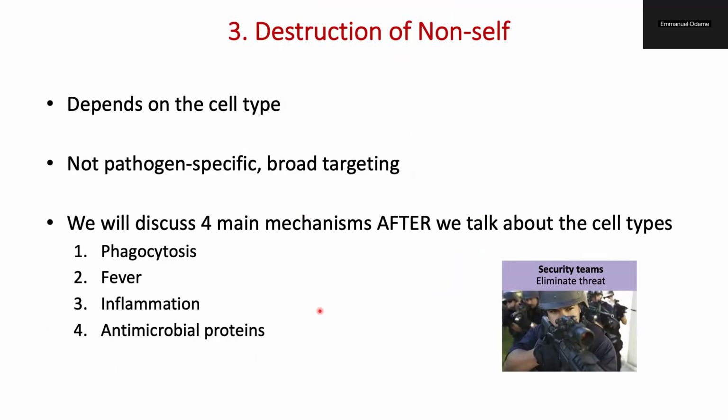So the third one we have to talk about is the destruction of the non-self. So now we've talked about recognition, we've talked about communication. The third step is to talk about the destruction of the non-self. So these depend on the cell type, and it's not pathogen specific, so it broadly targets all ranges of pathogens. And we will discuss four main mechanisms after we talk about this cell type. The first mechanism is phagocytosis. The second mechanism is fever. We have inflammation and antimicrobial proteins. These are really at the end of the lecture, so we'll talk about them later on.